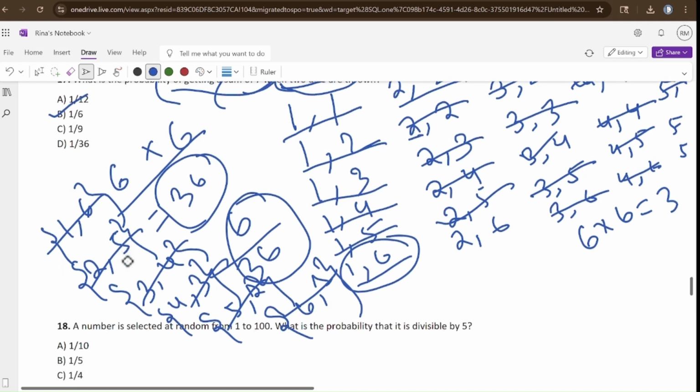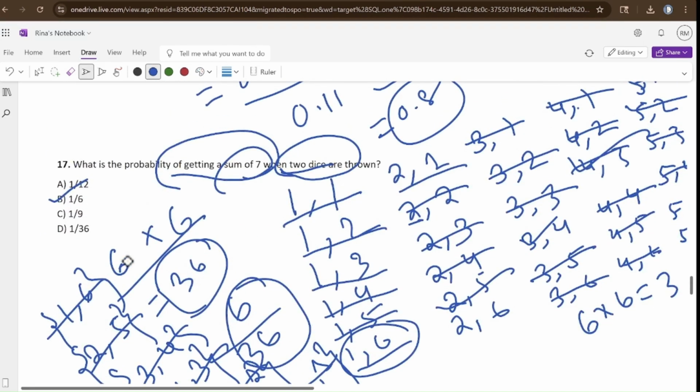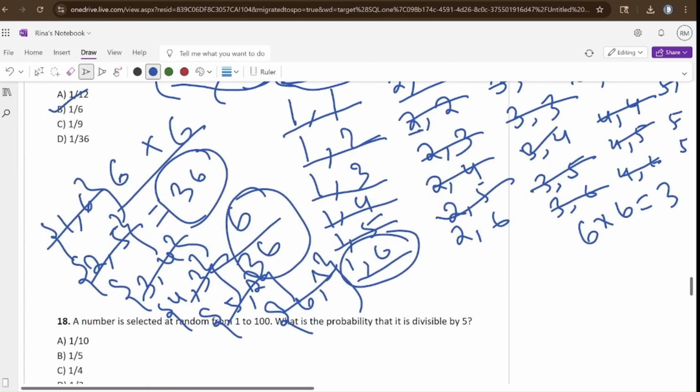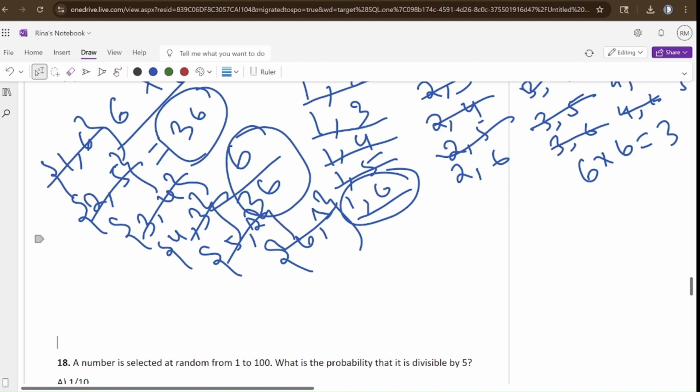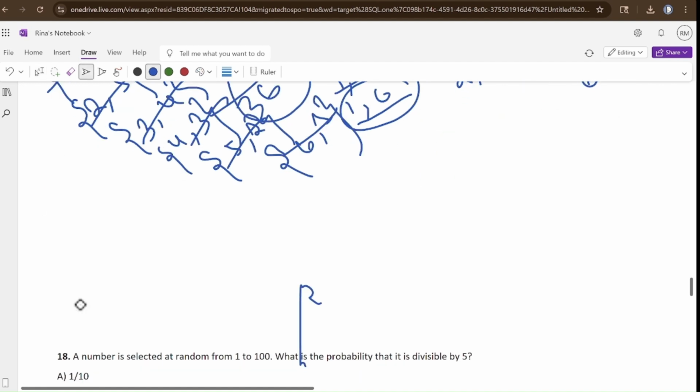Okay. If the question is something like getting a sum of 8, let's say, then getting a sum of 8 means you think that the first one is 1. So if the first one is 1, then the second one has to be 7 to make it 8, right?